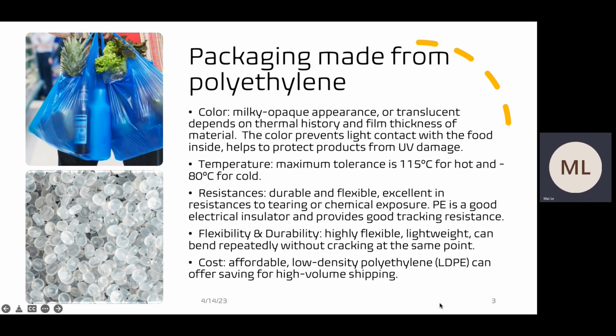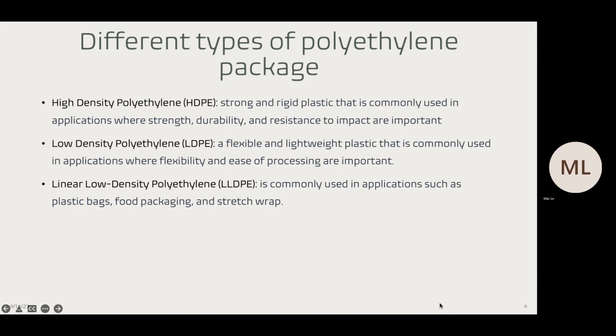Last one is going to be about cost. Polyethylene is an affordable material, and low-density polyethylene can offer significant savings for high-volume shipping and other applications where cost is a consideration. We have three main types of polyethylene material. The first is high-density polyethylene, a strong and rigid plastic that is commonly used in applications where strength, durability, and resistance to impact are important.